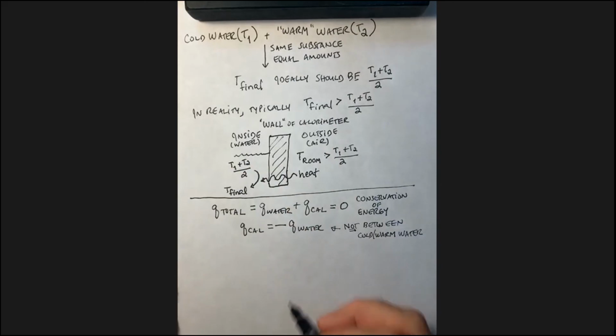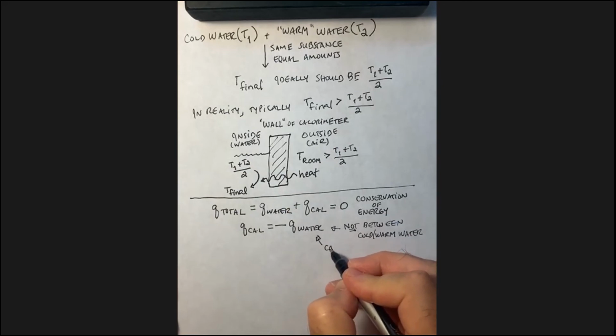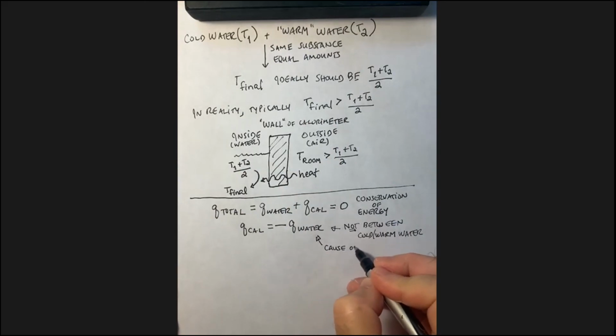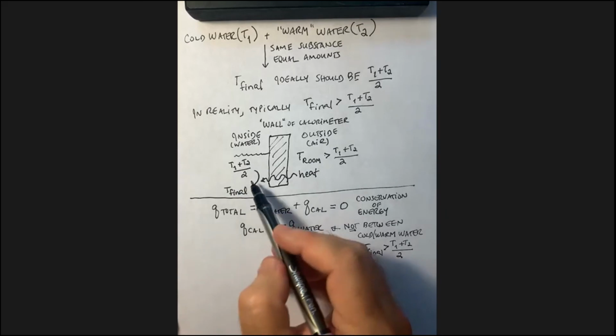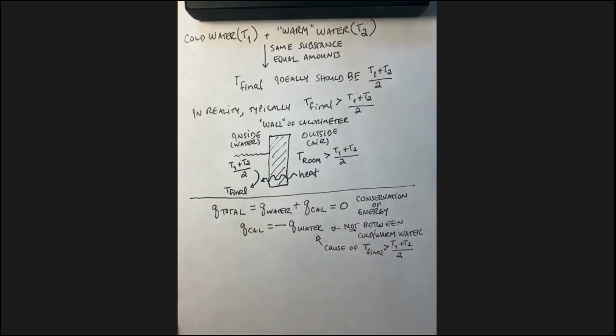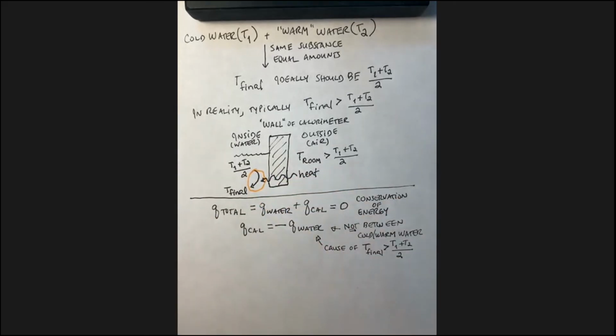No, we are talking about the transaction that caused the final temperature to be higher than the predicted midpoint between the cold and the warm temperatures. Okay, we're talking about this heat exchange. So this is the heat exchange we're talking about for the water. Okay, so what we're going to do now is let's see what each one of these is.